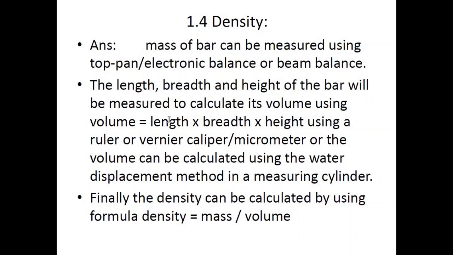So a sample answer can be like this: the mass of the bar can be measured using a top pan balance, or an electronic beam balance, or a normal non-electronic beam balance. Electronic balance is also known as top pan balance. The length, breadth and height of the bar can be measured, and you can use them to calculate its volume by applying the formula length times width times height, as this is a cuboid. For doing that, you can use a vernier caliper, a micrometer or a meter rule, depending on how big that aluminium bar is.